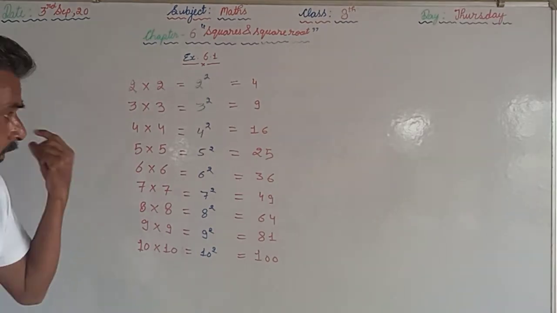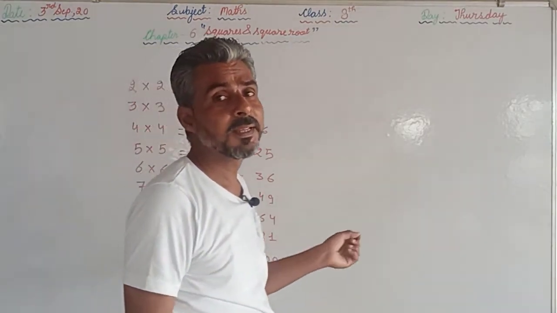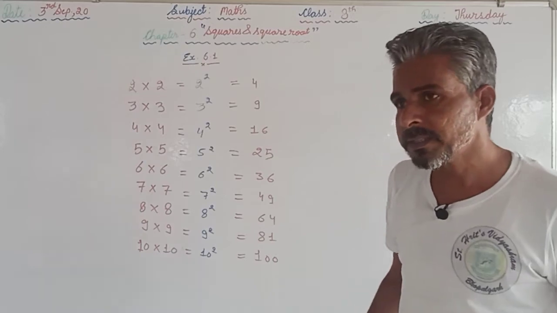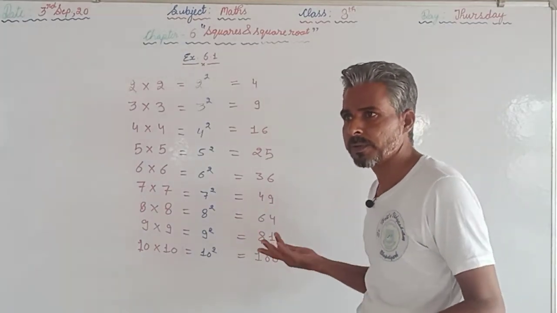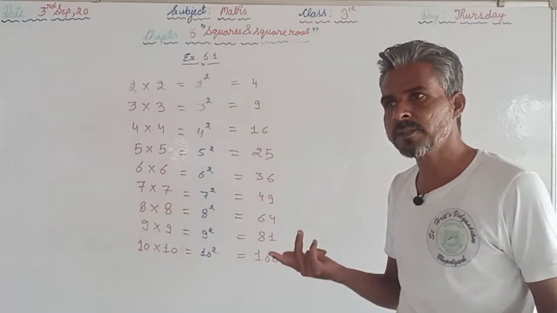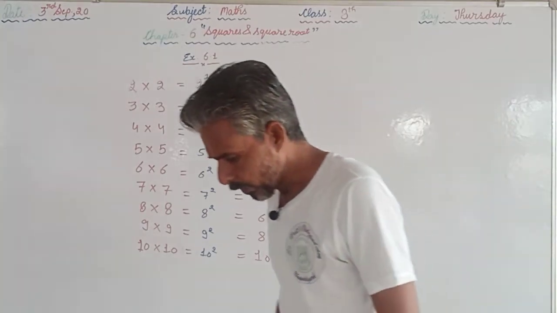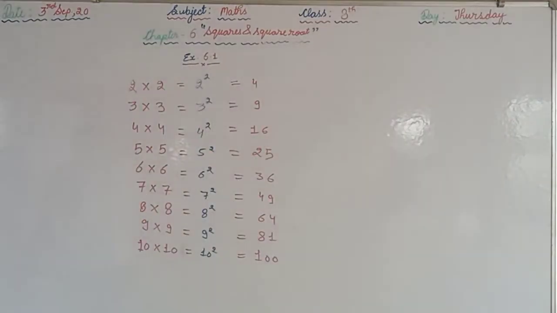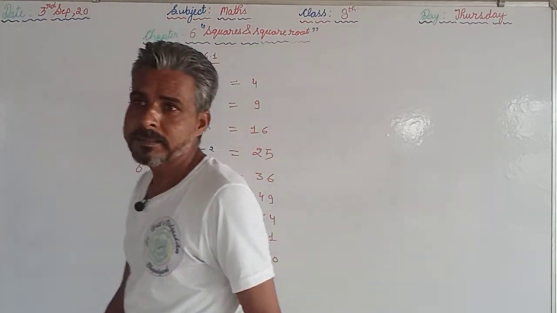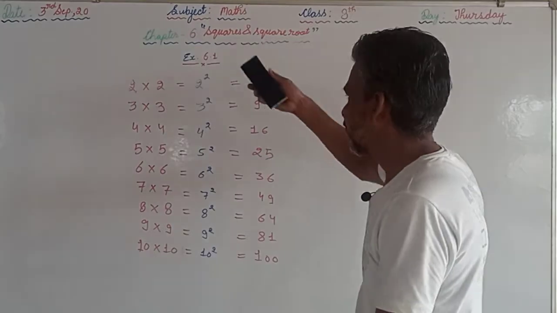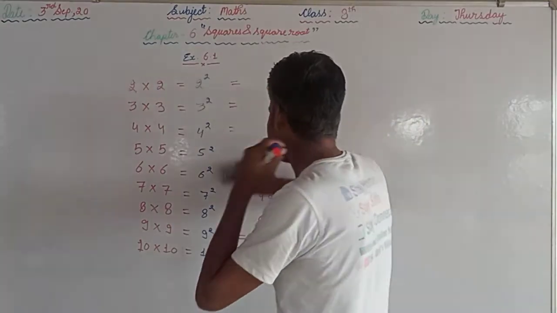Also, the number of zeros should be even. If even, it means either 2 zeros or 4 or 6 zeros. Where there is 1 zero or 3 zeros or 5 zeros, those numbers will not be perfect squares. These are some of the things we are supposed to keep in mind while proceeding with this chapter. So now we will start exercise 6.1.